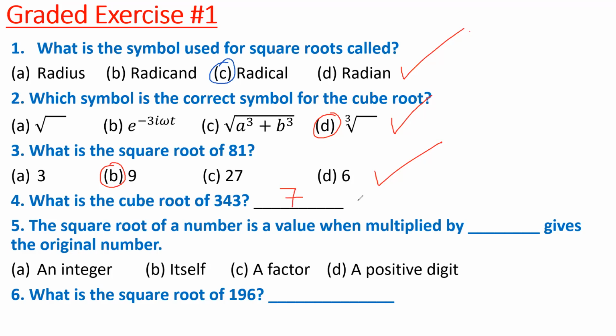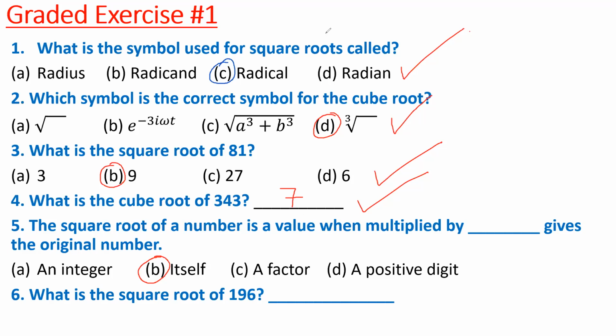Thank you, Samantha. And Reagan, read number 5. The square root of a number is a value that, when multiplied by blank, gives the original number. I put B, itself. Anyone else put B for number 5? Yes, sir. The square root of a number is a value that when multiplied by itself gives the original number.